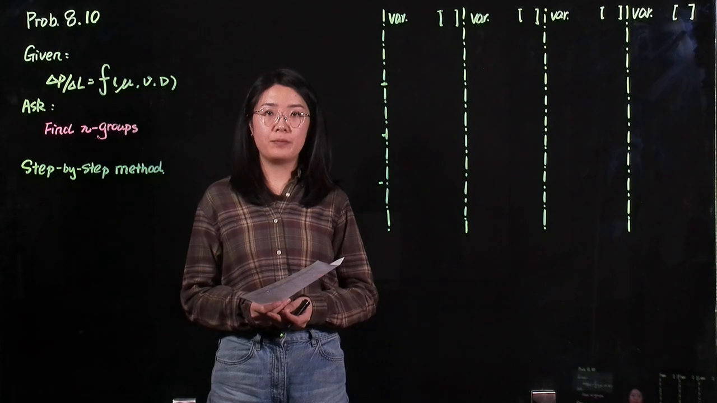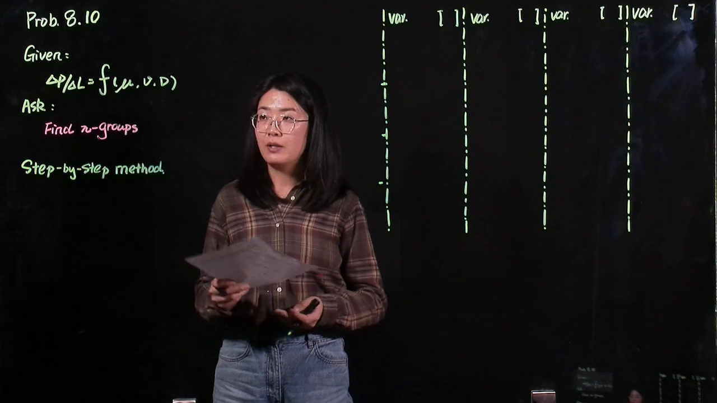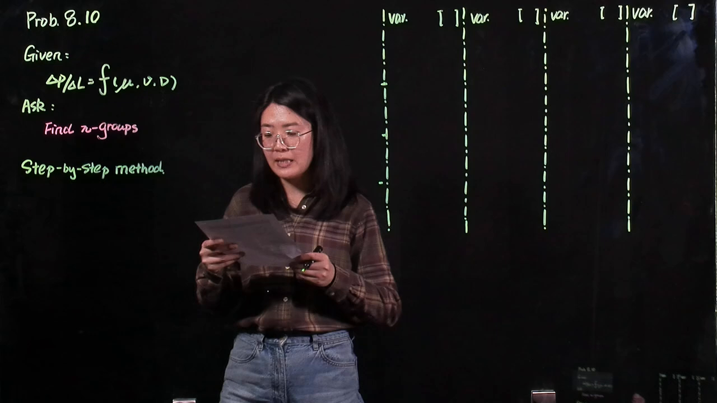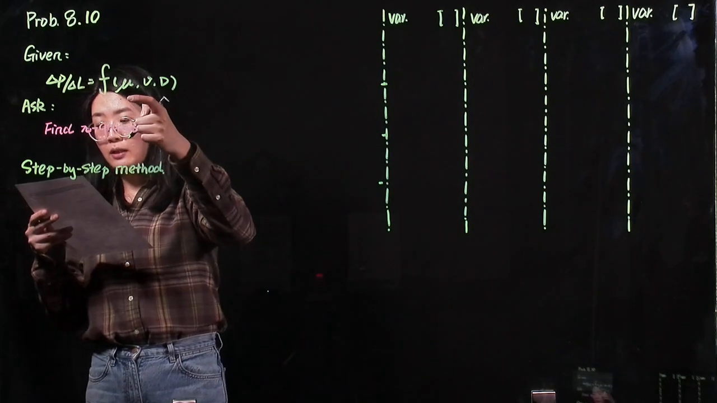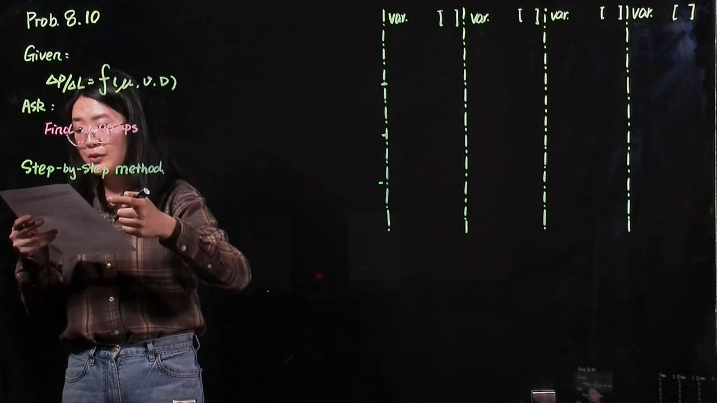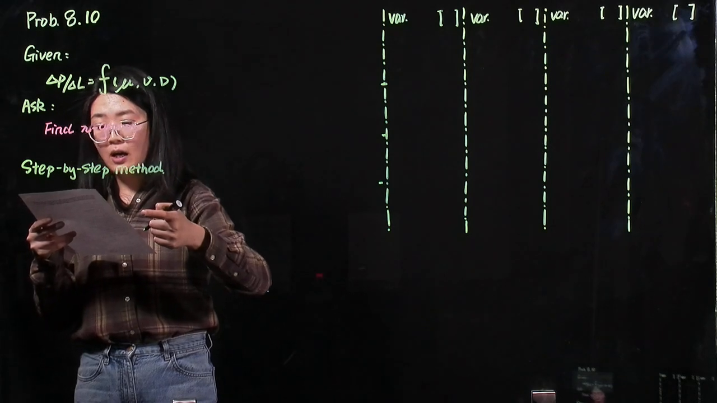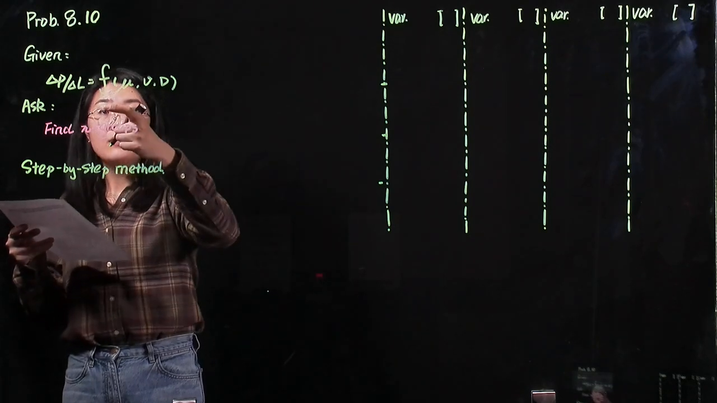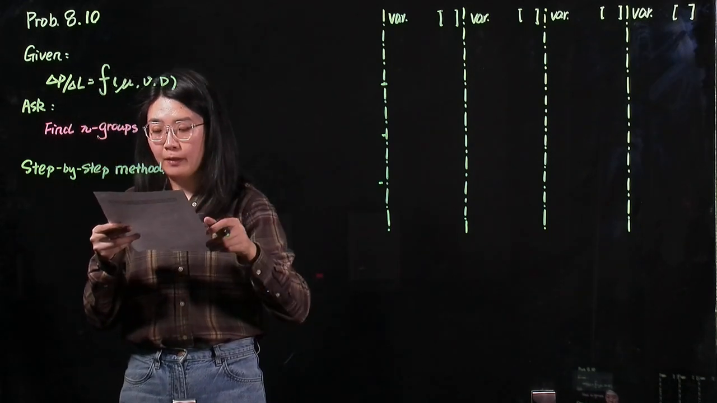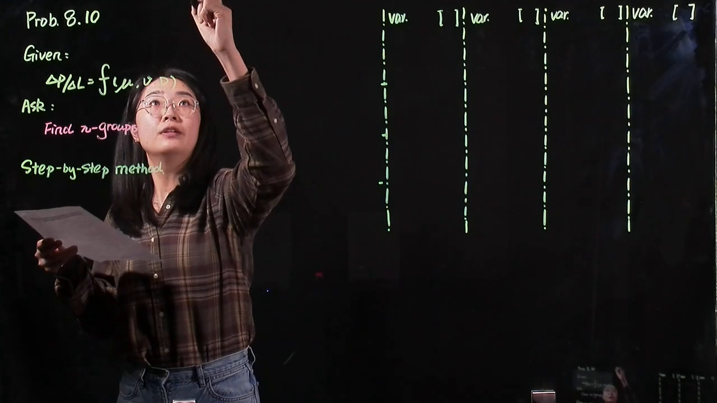Okay, so for problem 6, we only use the step-by-step method as a demonstration. In this problem, we know that delta P over delta L should be a function of the viscosity, the mean velocity, and the diameter. It asks us to use dimensional analysis to derive a functional relationship relating these variables. So the first step is to list the dimension of each variable.